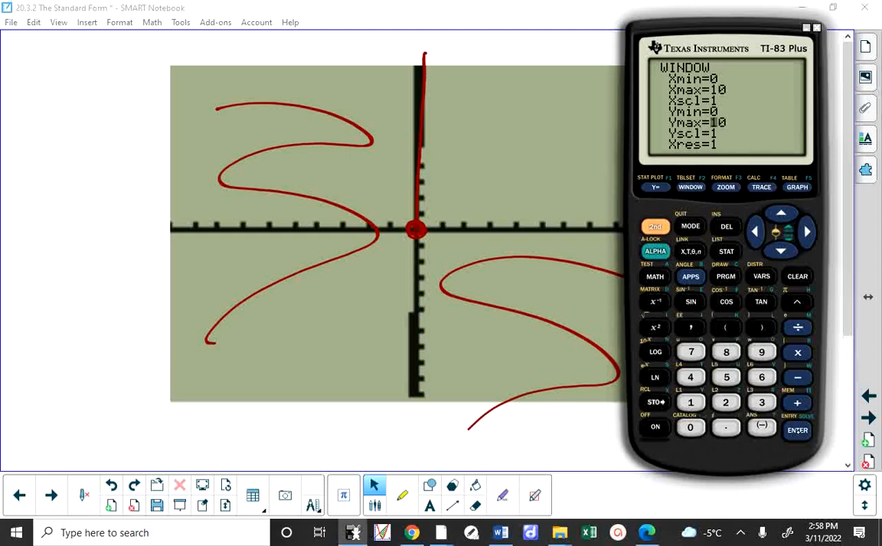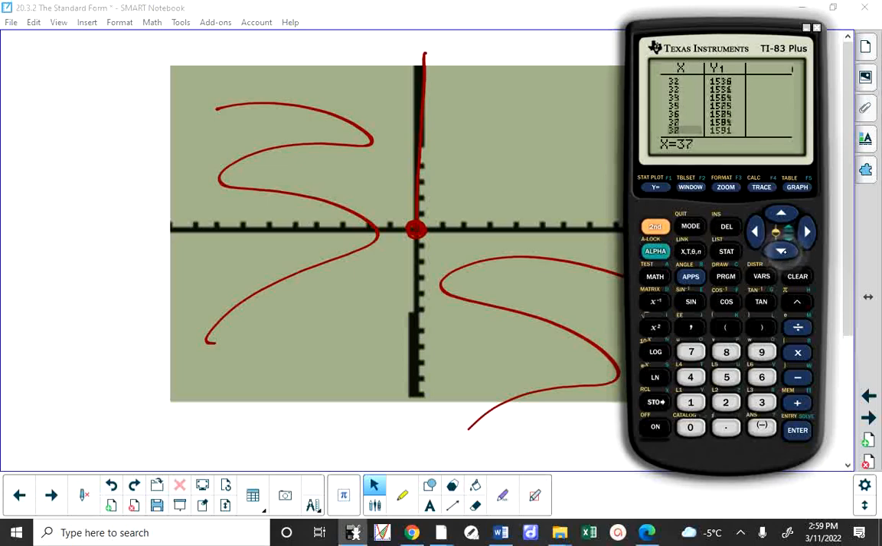Go to your table. Set up your table to be on automatic. Maybe start at 1 and go up by 1. And if I go to my table, I can scroll down and I can track what's happening to y. It's going up to 500 and something. It's going up to 600, 700, 800, 900, 1,000, 1,200.